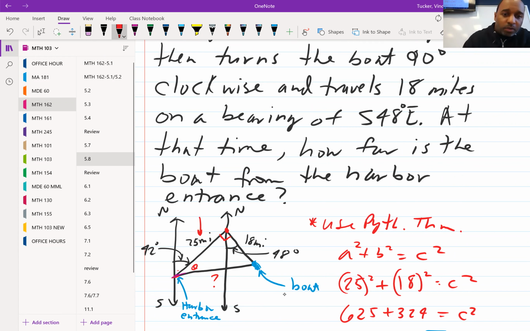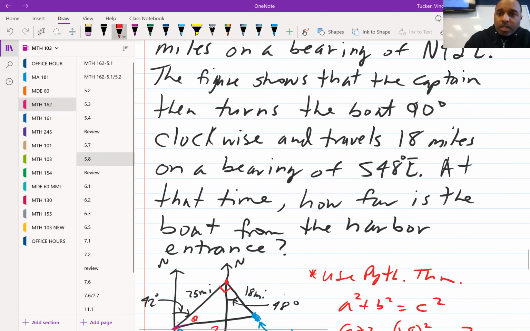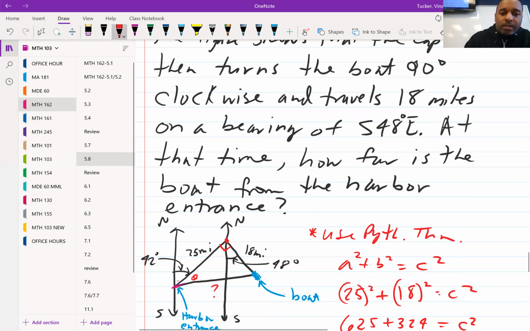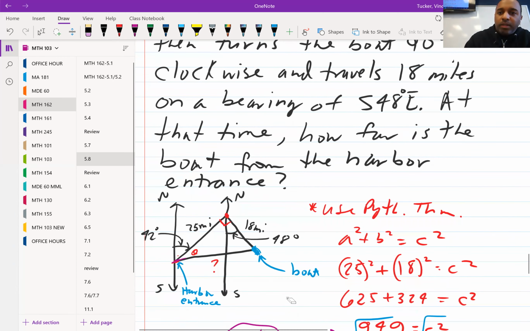So that's what's going on right here. It's going northeast at 42 degrees, 25 miles in that direction. Then going clockwise 90 degrees, it travels 18 miles with a bearing of southeast 48 degrees. So that's what's showing right there. You're talking about south and then going to the right, 48 degrees.